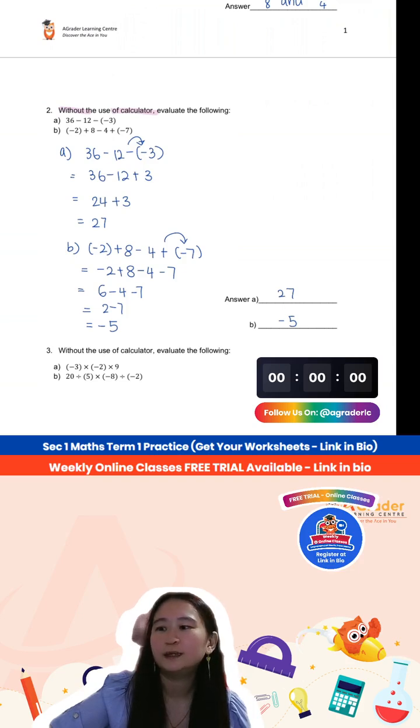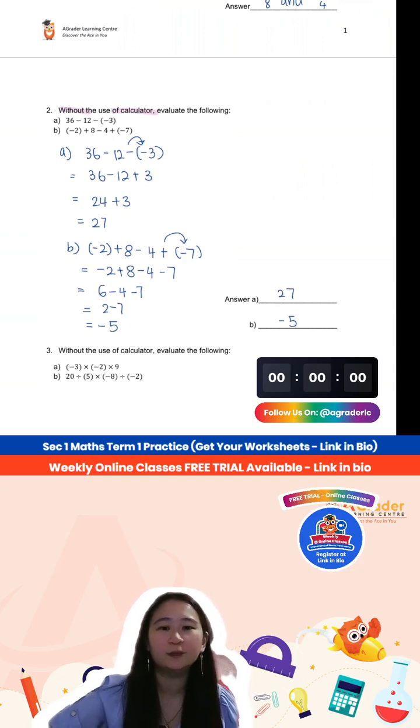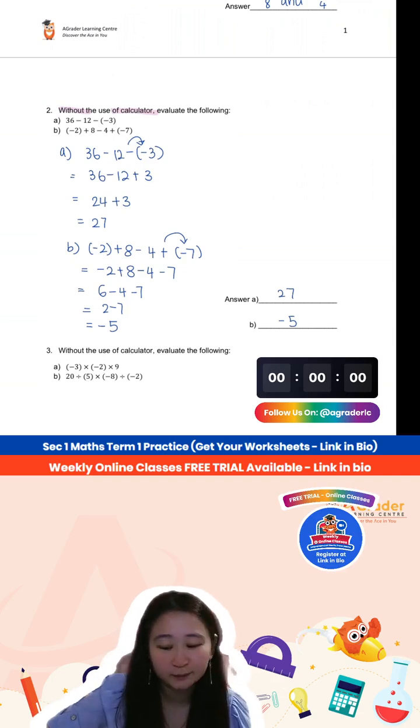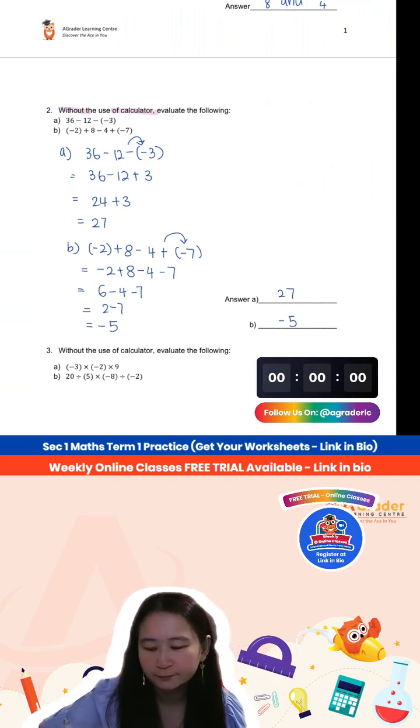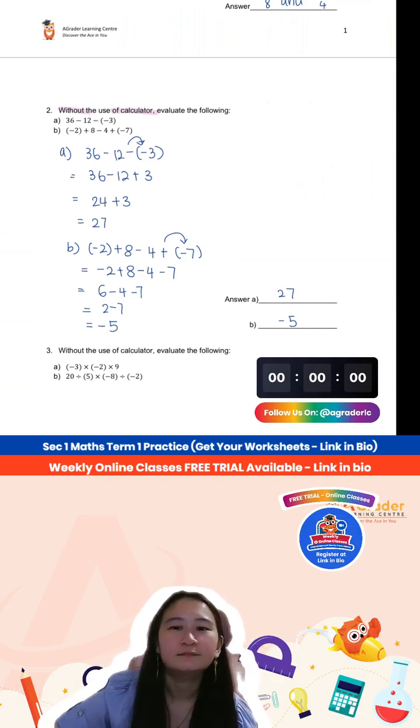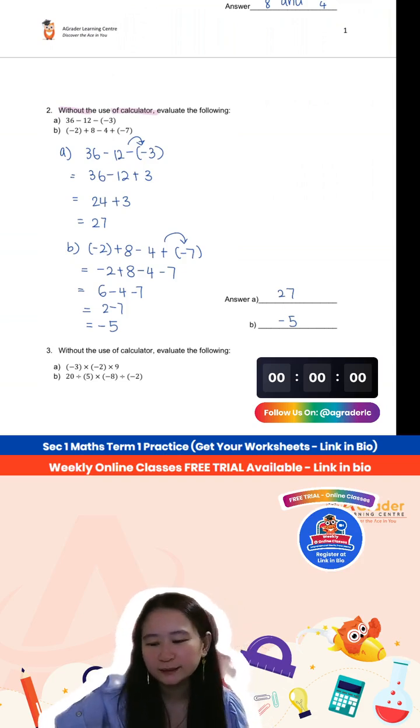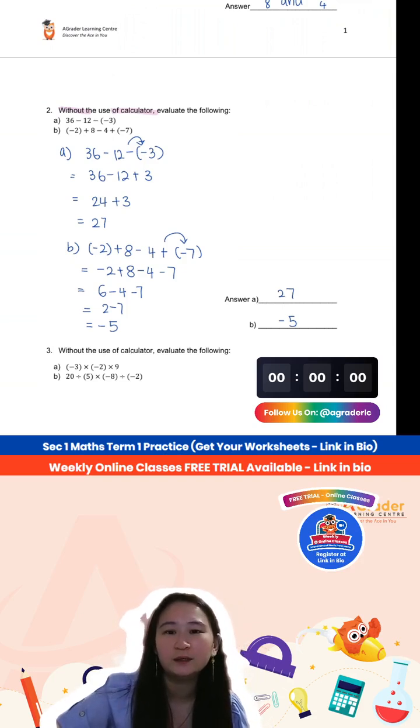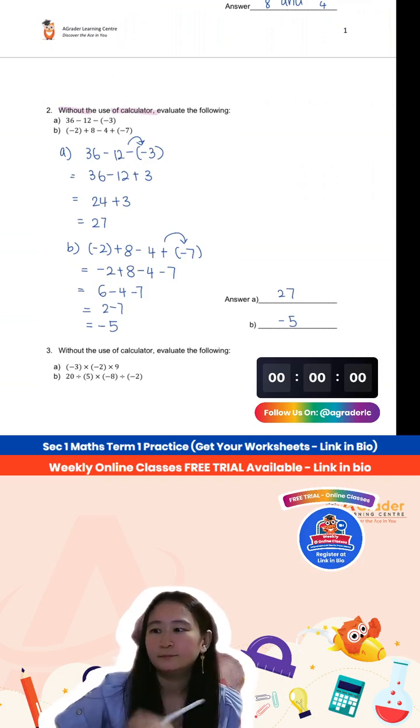Okay, for those who are done, move on to question 3. So question 2 is involving plus and minus. Then question 3 has times and divide. 45 and 1. Is that your answer for question 3A and B? If so, do try again.